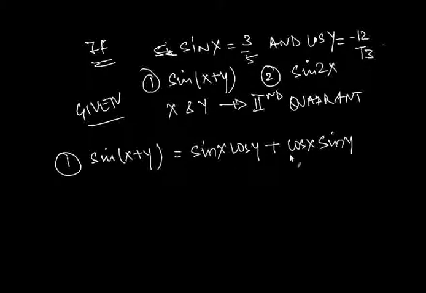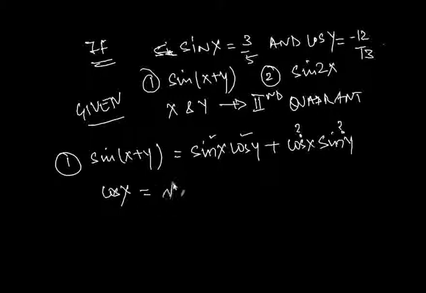And if we look at the right hand side, how many of these terms do we know? We have been given values for sine x, so that's good, and we have been given values of cos y, so that's good. But we don't know what cos x is, and we don't know what sine y is. So these are the two terms we need to find out. Let's start with cos x. So what is cos x equal to?